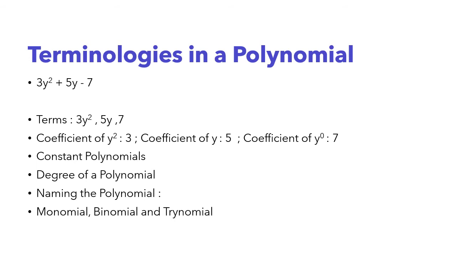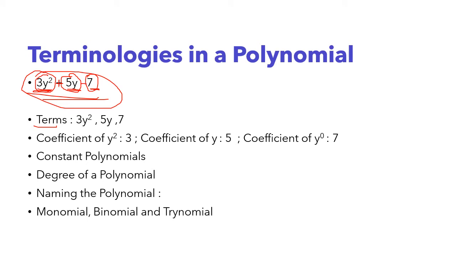Now let's move on towards the terminologies used in polynomials. There are different kinds of terminologies that you will come across when you start the topic of polynomials. We will explain them using an example, that is 3y square plus 5y minus 7. The first terminology that we are going to learn is terms. You can see that there are different parts over here like 3y square, 5y and minus 7. All these individually, 3y square, 5y and minus 7, are terms of this polynomial. The reason we call them terms is that they are separated by the operators plus and minus.